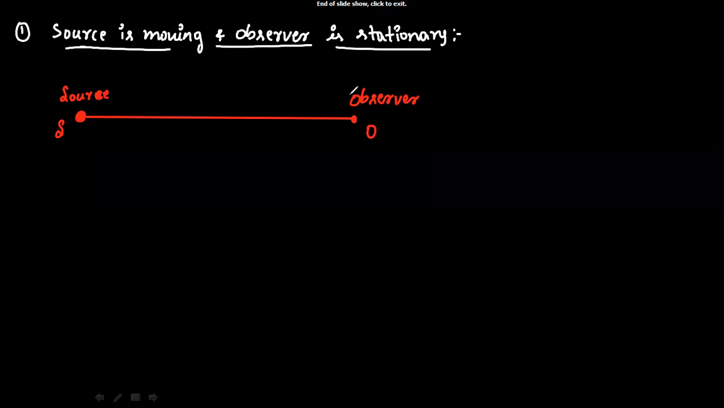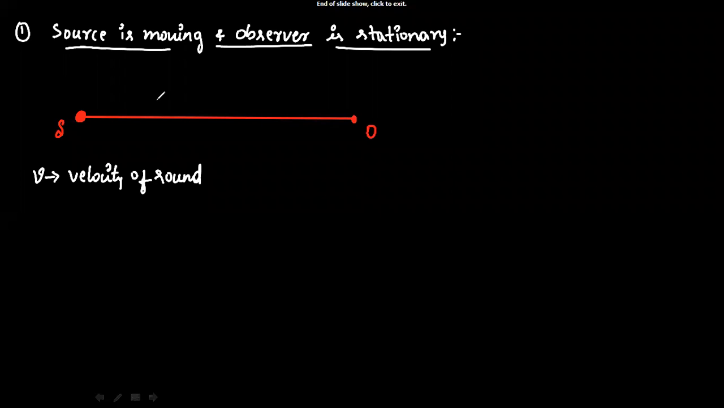We know that the sound wave produced by the source moves towards the stationary observer, which means it is at rest. It moves with the velocity V, where V is the velocity of sound. So you should understand each and every concept properly. If you understand one derivation, the other will be easy. Now, next what happens? V is the velocity of the sound wave emitted by the source.